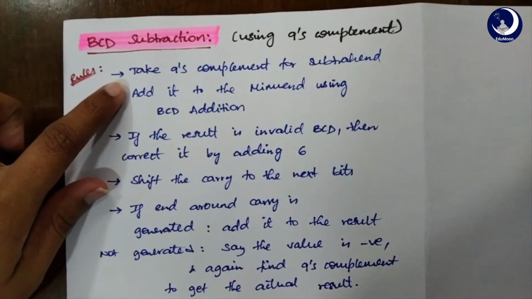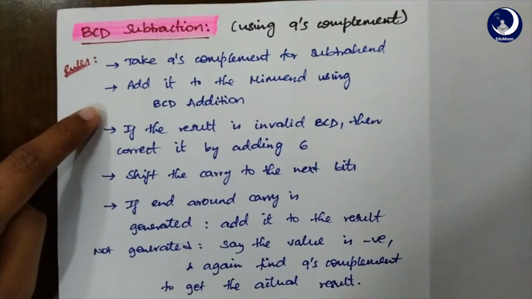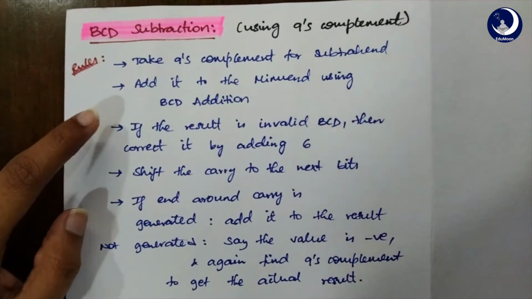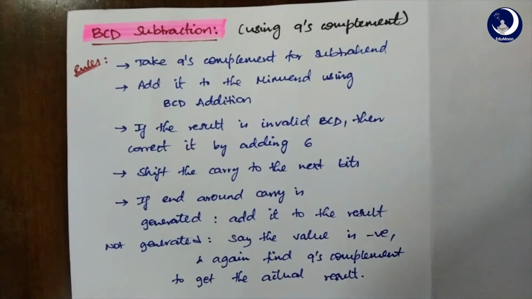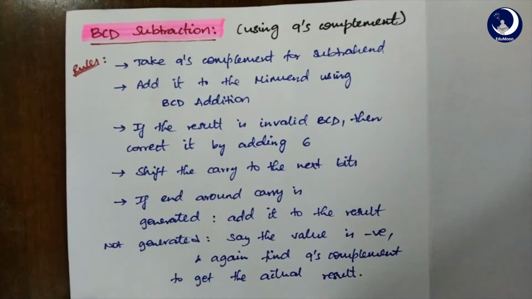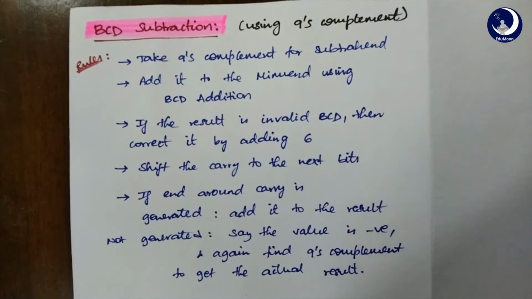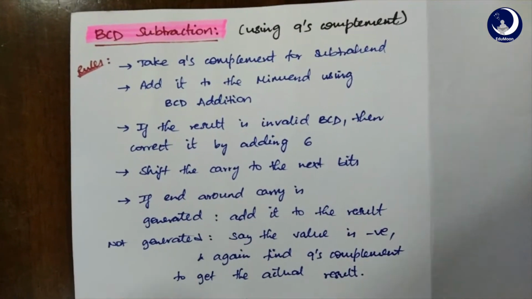First, take the 9's complement of the subtrahend. Add it to the minuend using BCD addition. Now again check if the result is a valid BCD or an invalid BCD. If it's an invalid BCD, you will be adding 6 to it. And then later, we will be shifting the carry to the next bits.